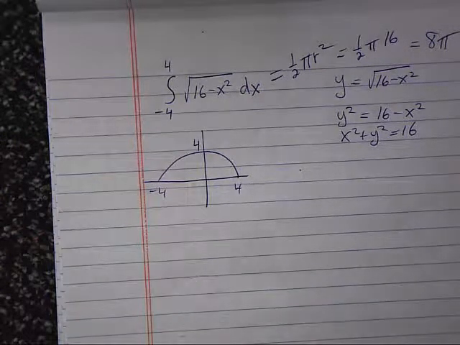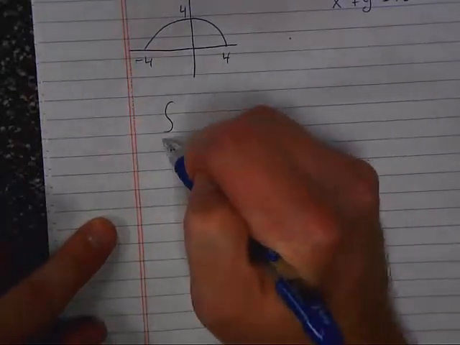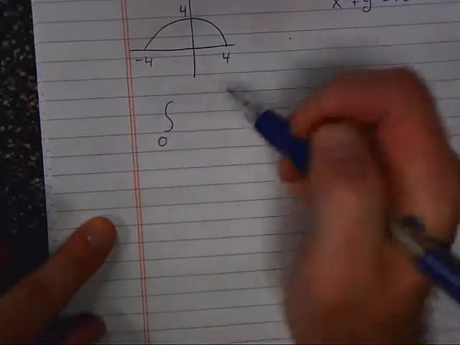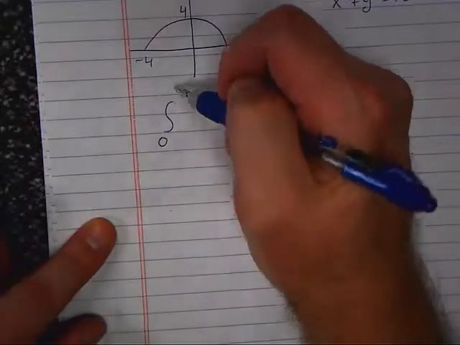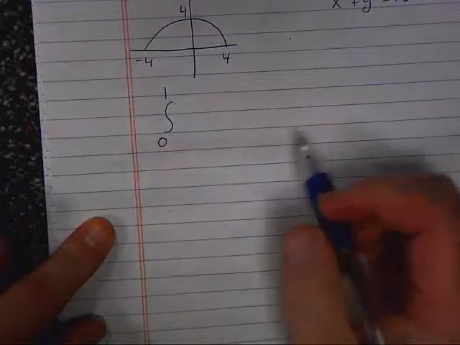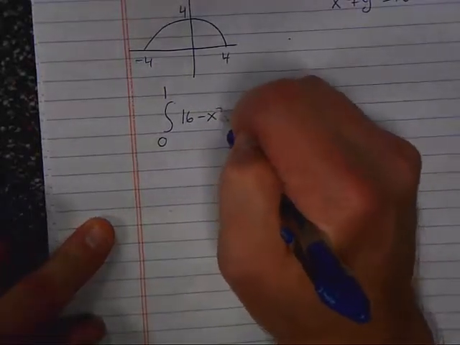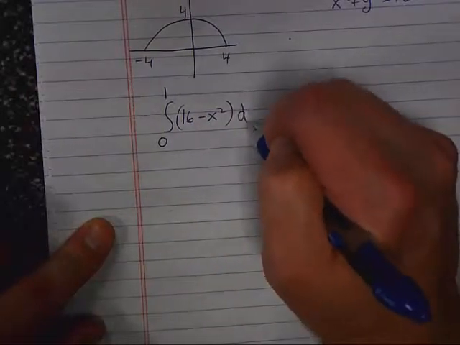All right, last one of these. How about the integral from 0 to, I don't know, anybody got a number they like? 1. Not very daring. Of, let's just go 16 minus x squared dx.